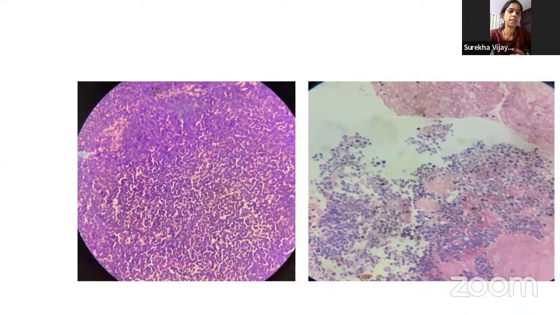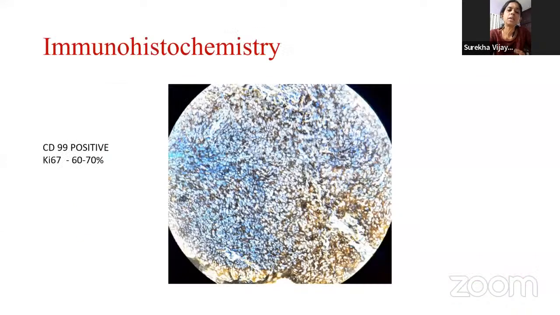Can you please show the next slide? Okay, these are the IHC markers. We did CD99 and Ki67, and synaptophysin and chromogranin were also done to rule out neuroblastoma. CD99 came out as strong membranous positivity, and Ki67 was 70 to 80% in the hotspot areas. So with this morphological and histopathological picture, we came to the diagnosis of extraskeletal Ewing sarcoma.